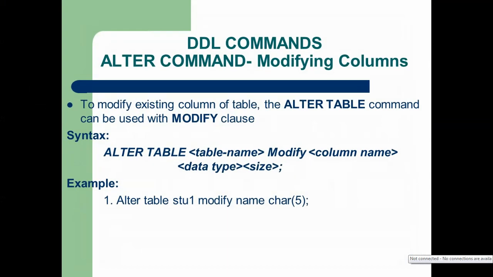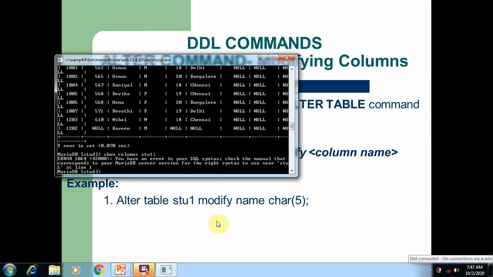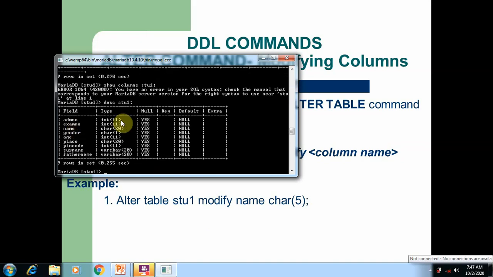So the next command is modifying the column. Modifying the column means an existing column can be changed, renamed, or the column size can be reduced or increased. So here I'm going to execute the modify command. Now go to the show columns command, where you can see the real structure of the table. If it is not working, you can use the stu1 command also. So you can see the different fields and their columns are inserted.